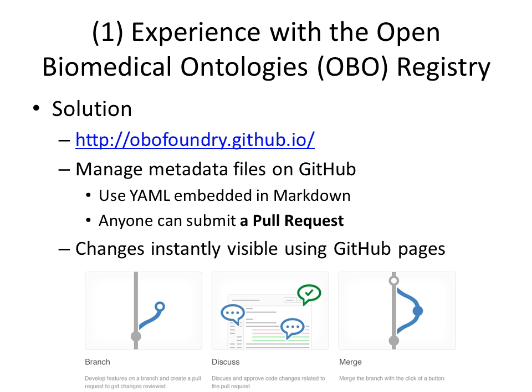But the basic idea here with the new OBO registry was that we would manage the metadata files themselves on GitHub. The format we used was YAML, which is nice because it's both simple, but it's extensible as well, and you're not limited to simple tag value pairs.